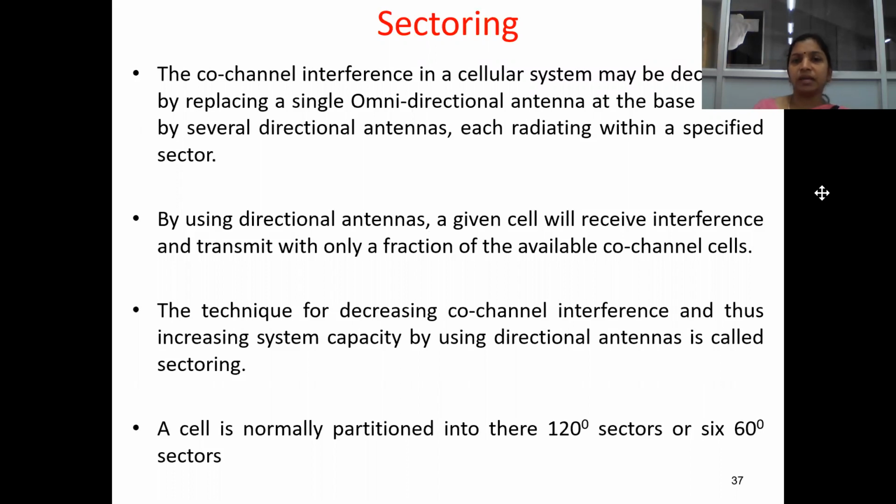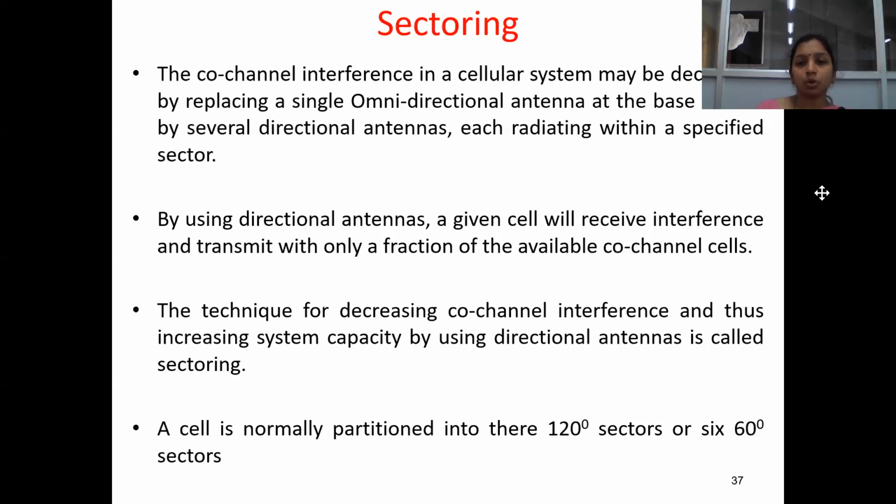By using directional antennas, a given cell will receive interference from and transmit to only a fraction of the available co-channel cells. If you are using an omnidirectional antenna, it radiates isotropically in 360 degrees, so the interference will come from all 360 degrees. When we replace it with a directional antenna, the interference will occur only in that direction, and in all the other directions there will be isolation from the co-channel interference. So the number of co-channel cells taking part in the interference is reduced, and automatically the signal reception power is increased. We will see that theoretically and practically in the next sessions.